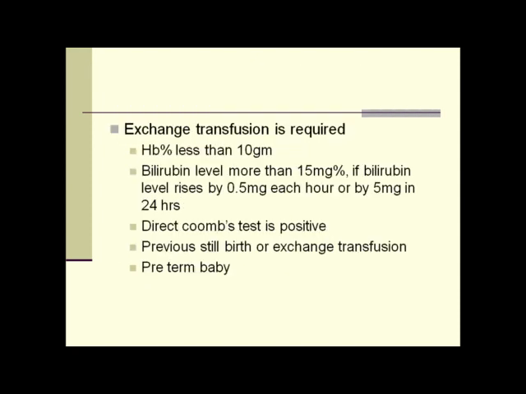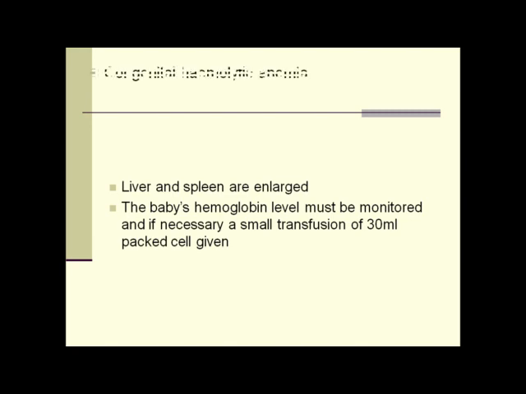Exchange transfusion is required if the hemoglobin is less than 10 gram, bilirubin level is more than 15 milligram, or if the bilirubin level rises by 0.5 milligram each hour or by 5 milligram in 24 hours. Also if the direct Coombs test is positive, or with previous childbirth needing exchange transfusion, or a preterm baby. Liver and spleen are enlarged.